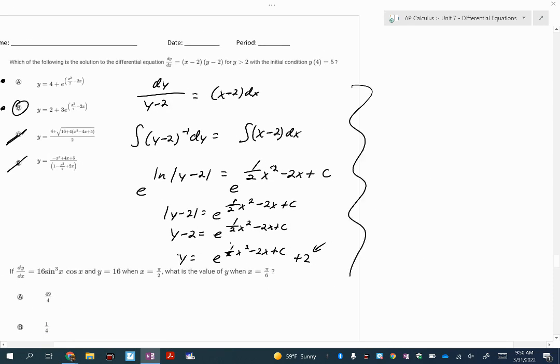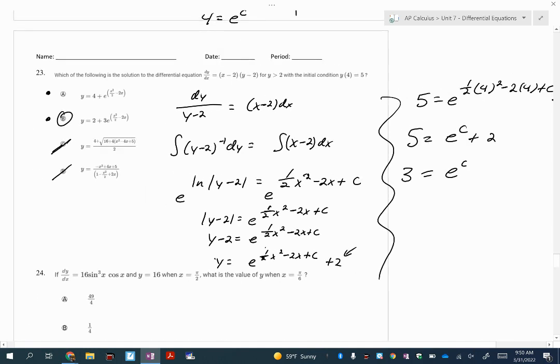So if I make y equal to 5 and plug in 4, that's 4 squared times 1/2, minus 2 times 4, plus c, and then plus 2. You have 4 squared is 16. Half of 16 is 8, so e to the power of 8, minus 8, that's 0, so e to the power of c plus 2. So this constant is going to be 3. So it shows you why this number here is going to be 3. That's why 23 is B. Let's do 24.